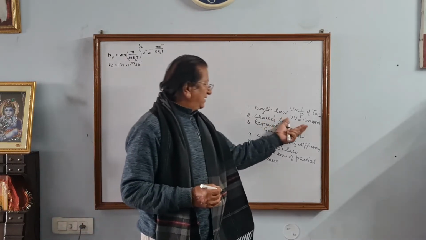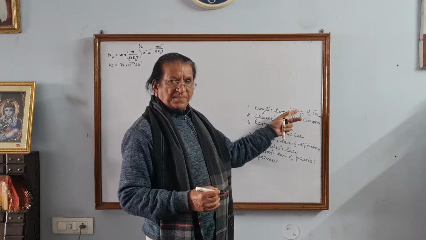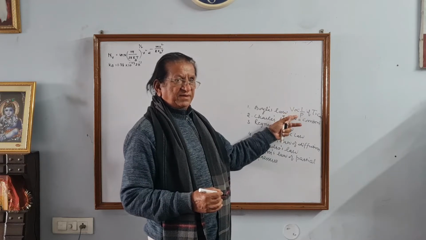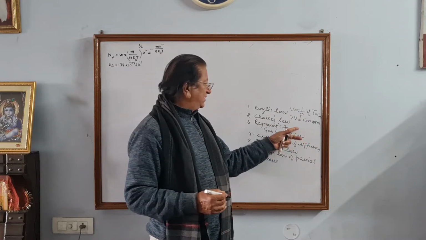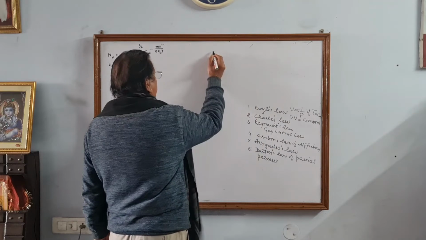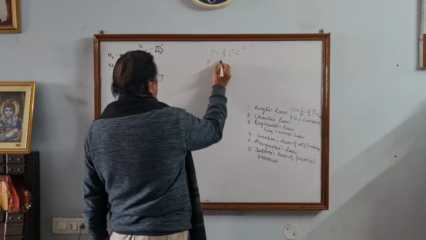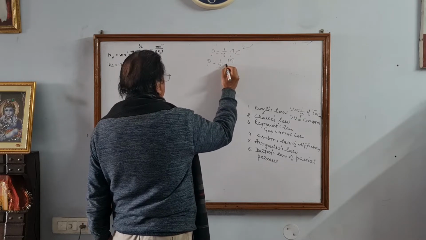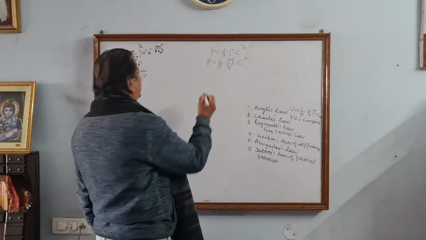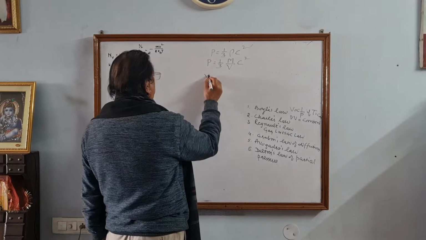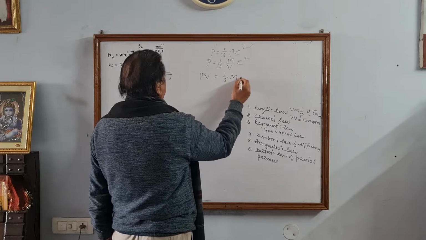This is Boyle's law. It comes from here: V proportional to 1 by P. Put a constant here, so V will be equal to K by P. Take P to the other side: P into V is equal to K. Where will this be deduced from? P is equal to 1 by 3 rho c square. So we can write density as mass by volume. Then P into V is 1 by 3 mc square.